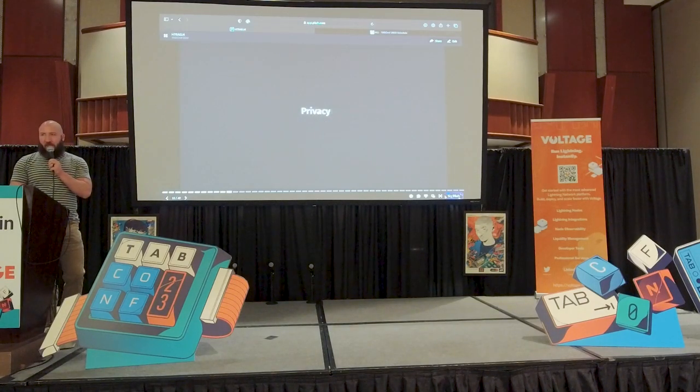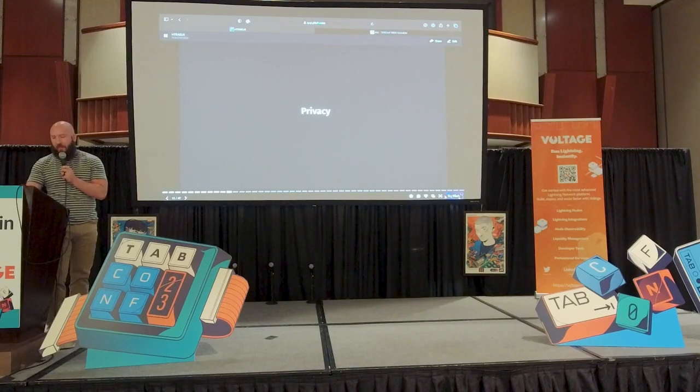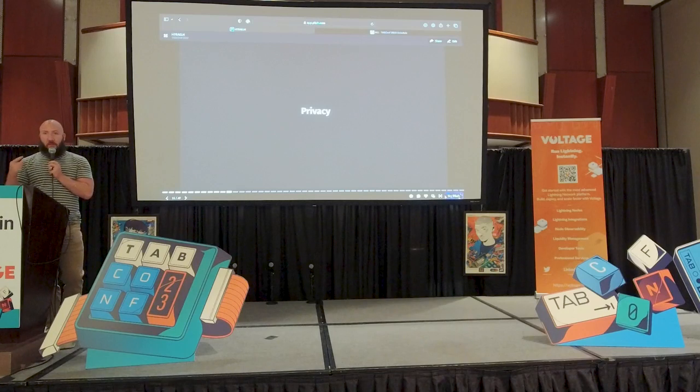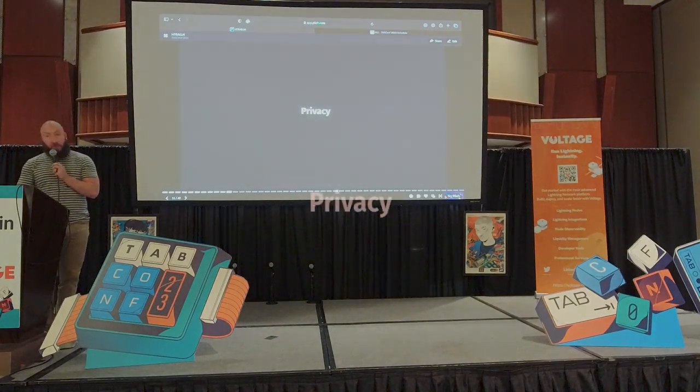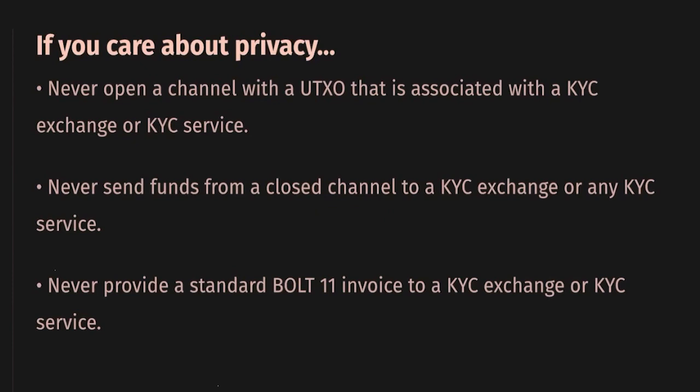All right, let's talk about something fun. Lightning Network privacy. I'm not going to get totally in the weeds on this, but when you are first starting your Lightning node, a simple mistake could quote unquote dox your whole node to a KYC exchange or something. If you care about that, it depends on your threat model personally. Some people don't care, some people do. But if you do care, don't open a channel with a UTXO that you took from a KYC exchange.